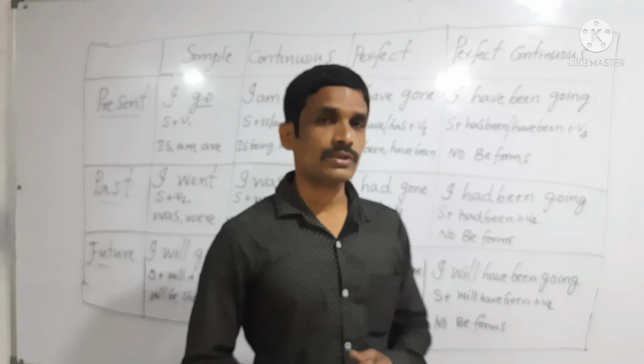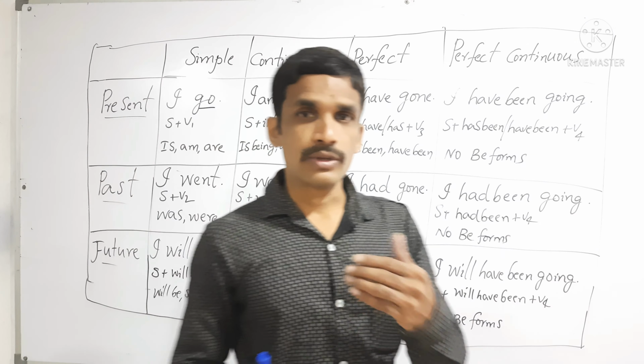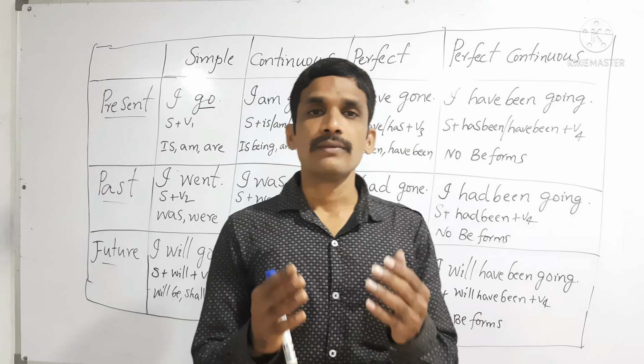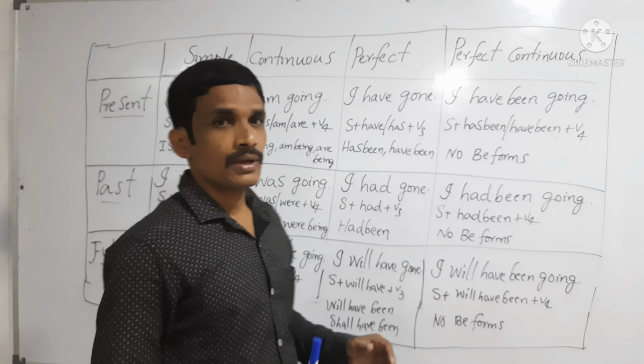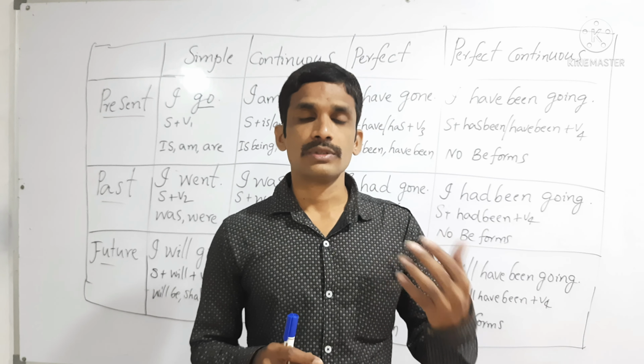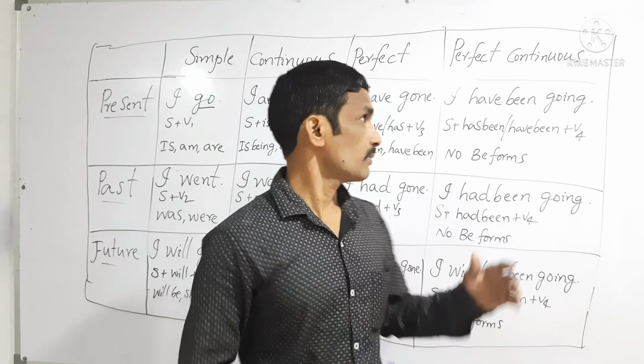So my dear friends, in this way you can easily learn all the 12 tenses in the English language with the help of this table. If you write it down in your notes or somewhere, whenever you have doubt you can look at the table and easily remember all the 12 tenses. Already in the previous classes I told you the definition of the tenses: when to use simple present, present continuous, present perfect, and present perfect continuous. You must know the definition of these tenses so that you will understand in what situation which tense we have to use.